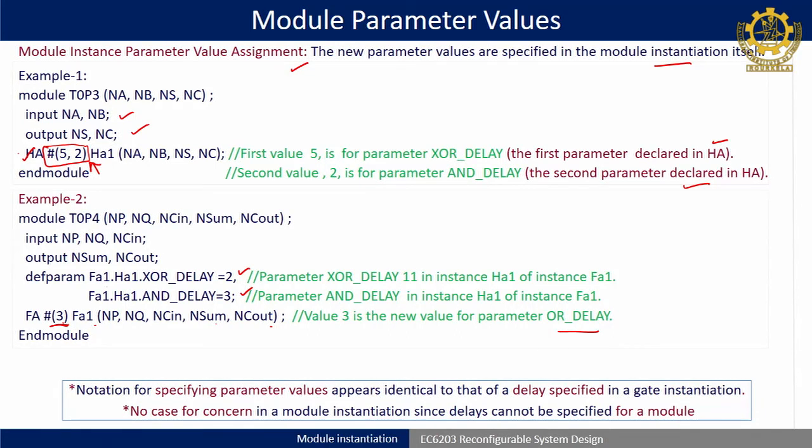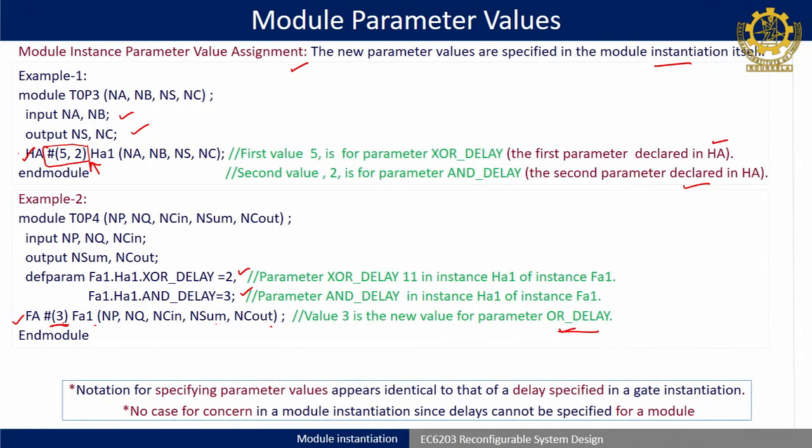So in that case you can't use the second methodology. That is why in the first two they have followed the defparam methodology. In the second, inside FA1 the parameter is declared as OR. So for that we just have the second approach, only one level below in the hierarchy. So in that case FA hash 3. Here hash 3 is the only OR parameter, so here 3 will be referred to as the OR delay.